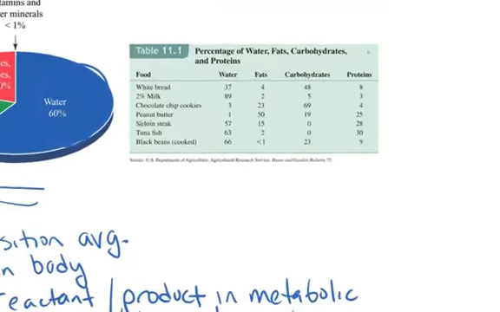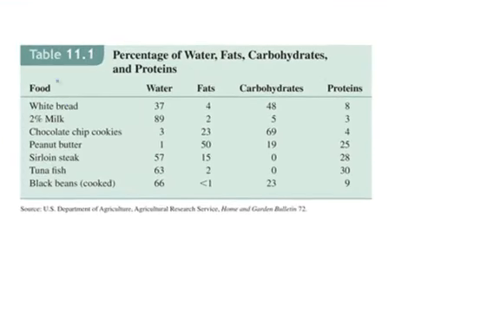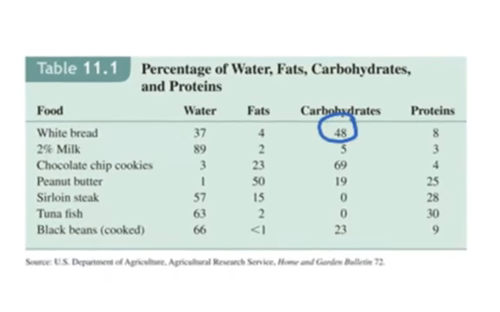All right, first of all, if you just look at the first food, white bread, the major component there is carbohydrates. Milk, mostly water. Let's see, chocolate chip cookies, mostly carbs. And peanut butter, a lot of people think peanut butter is a good source of protein. It does have protein, but it's the best source for fat. It's mostly fat. Whereas steak is mostly water, and then protein next, fats third. And tuna fish, again, mostly water and protein.